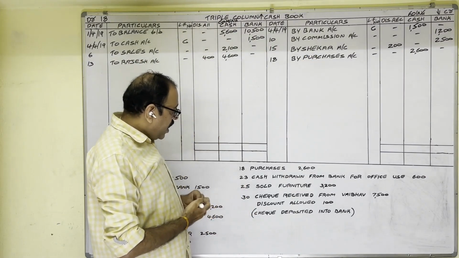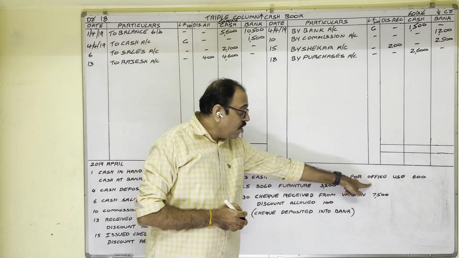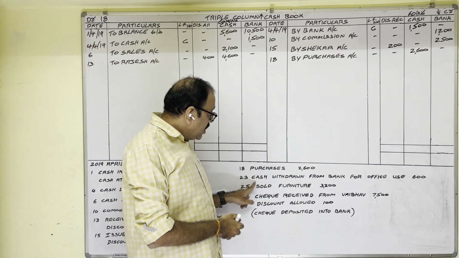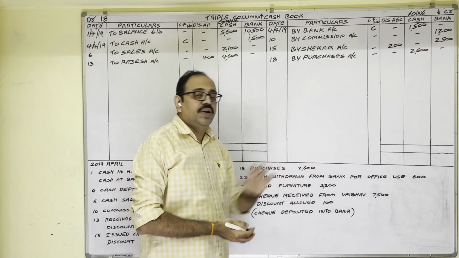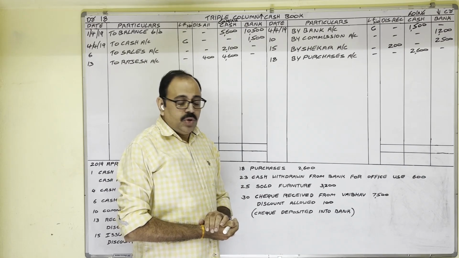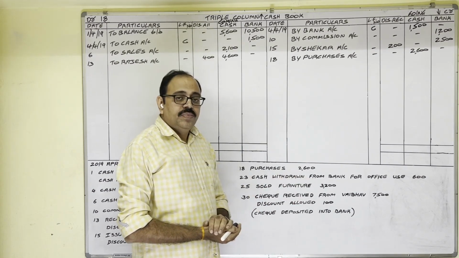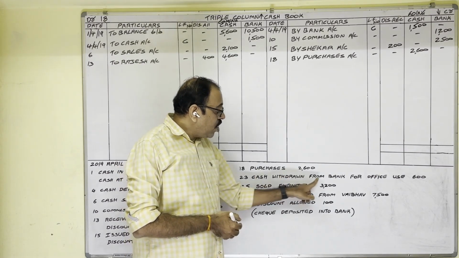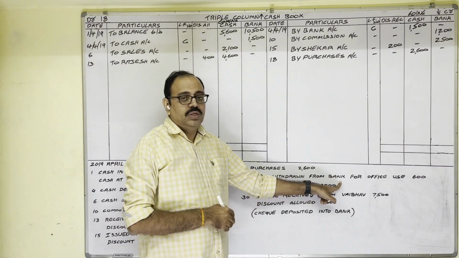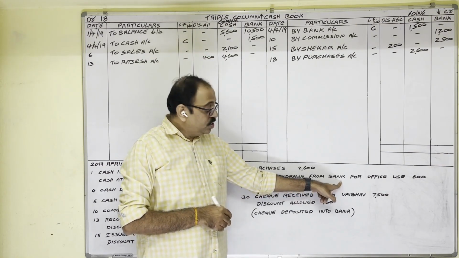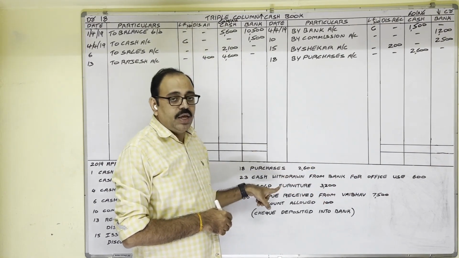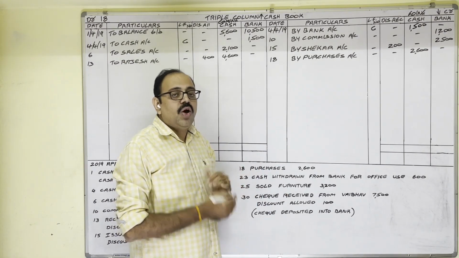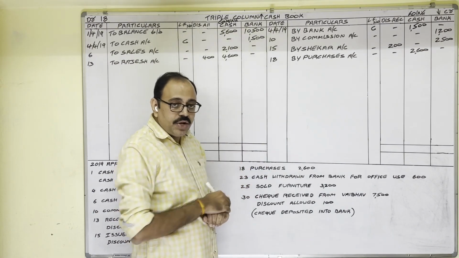23rd day, cash withdrawn from bank for office use 600. Sometimes he may give this as cash withdrawn from bank 600. Both are the same. So this is a contra entry. When it is not a contra, suppose he has given it like this, cash withdrawn from bank for personal use, then it is not a contra. So for office use, when we withdraw money from the bank, money is coming into the firm. Therefore, this is a contra. Contra entry, 2 times we should write.